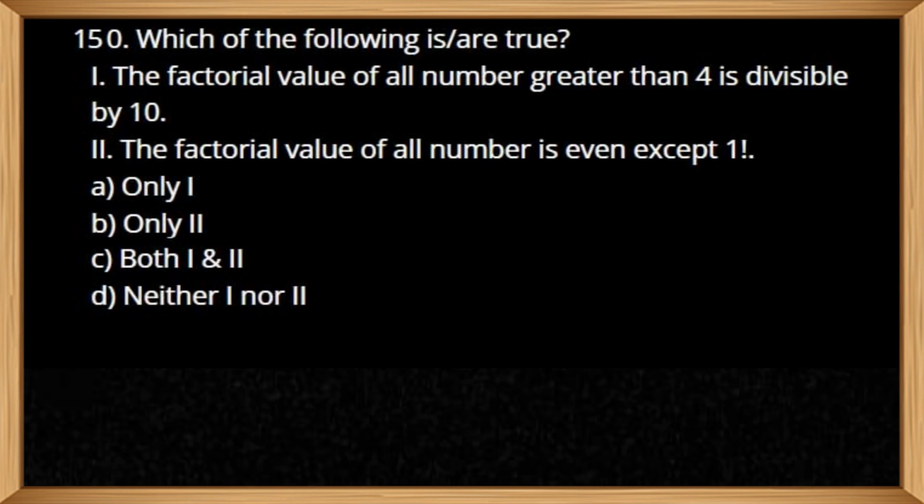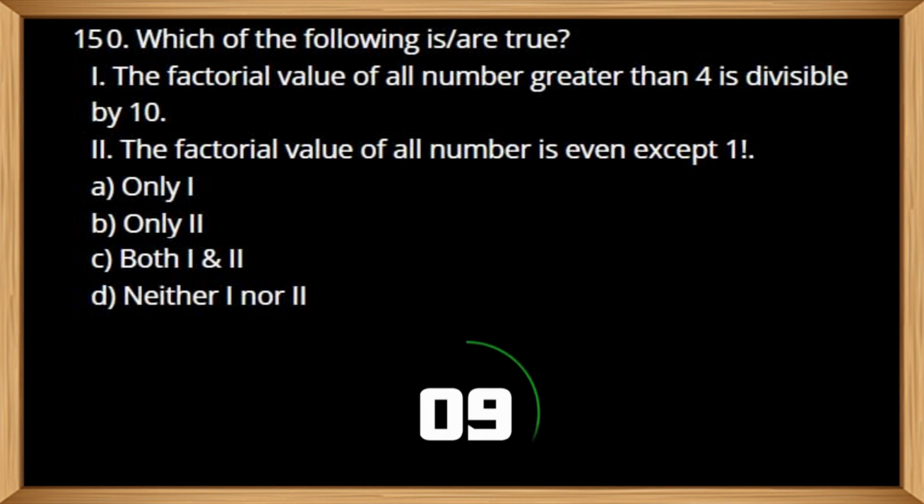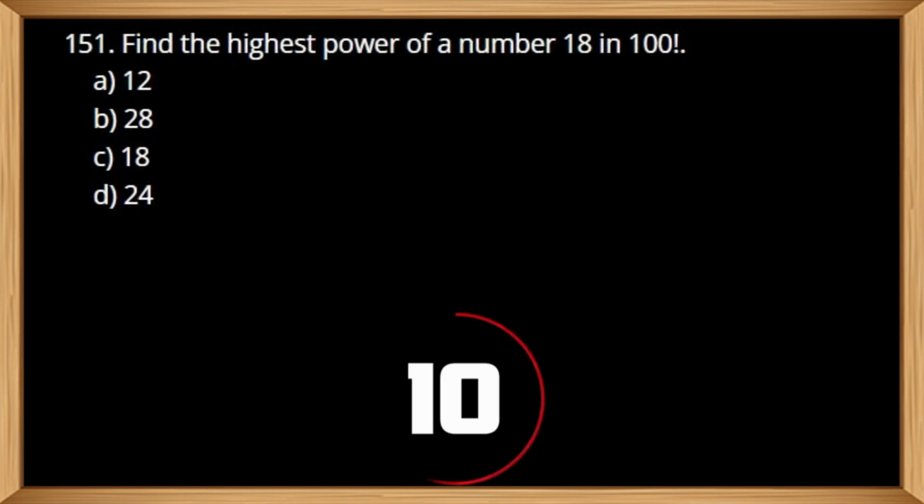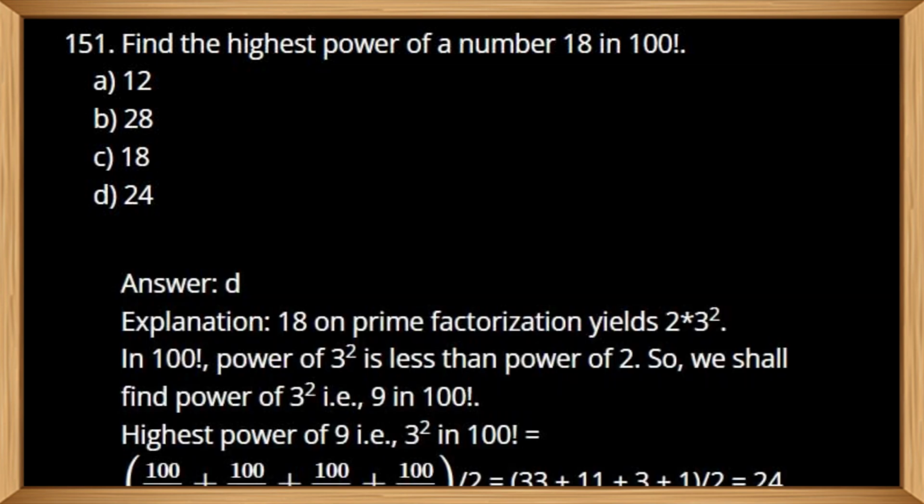Which of the following are true? First, the factorial value of all numbers greater than 4 is divisible by 10. Second, the factorial value of all numbers is even except 1. Option A: only 1. Find the highest power of the number 18 in 100 factorial. Option D: 24.